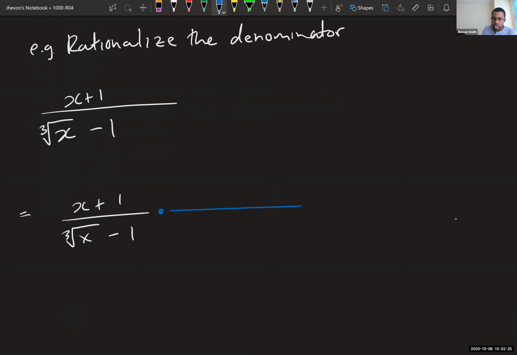So technically here you do multiply by the conjugate as well. But what is the conjugate of this guy? That's the cube root of x minus 1. I don't know if that's visible. What is the best thing to multiply by now?